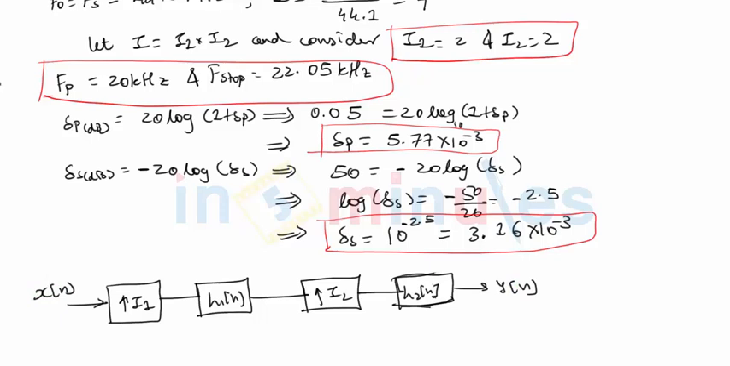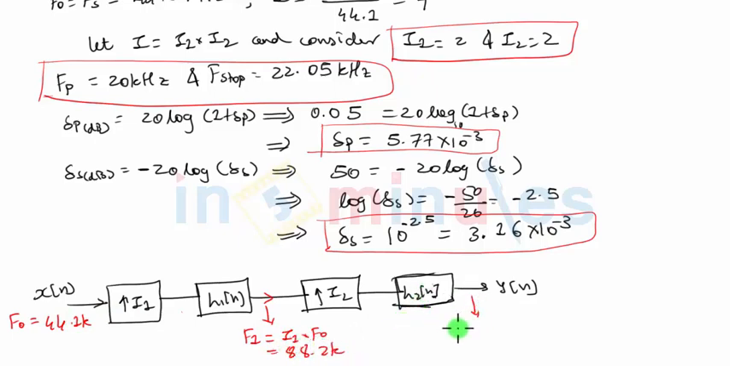On the input side, the sampling rate is f0 equal to 44.1 kilohertz. After the first stage of interpolation, that means I1 and H1, the sampling rate can be mentioned at the output of I1 or at the output of H1. The sampling rate will not change when the signal passes through the filters. F1 will be nothing but I1 into F0, which is 2 into 44.1, so that will be 88.2K.